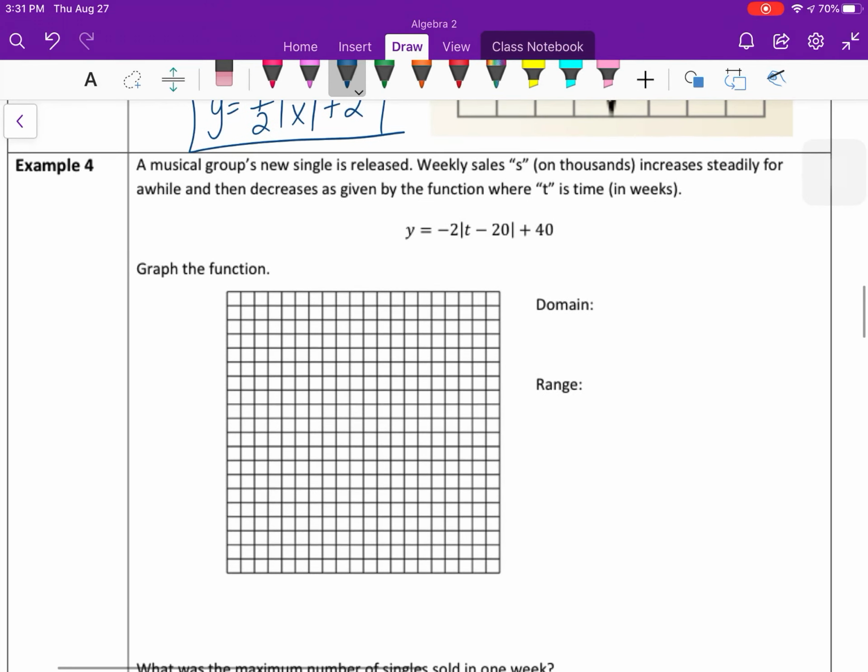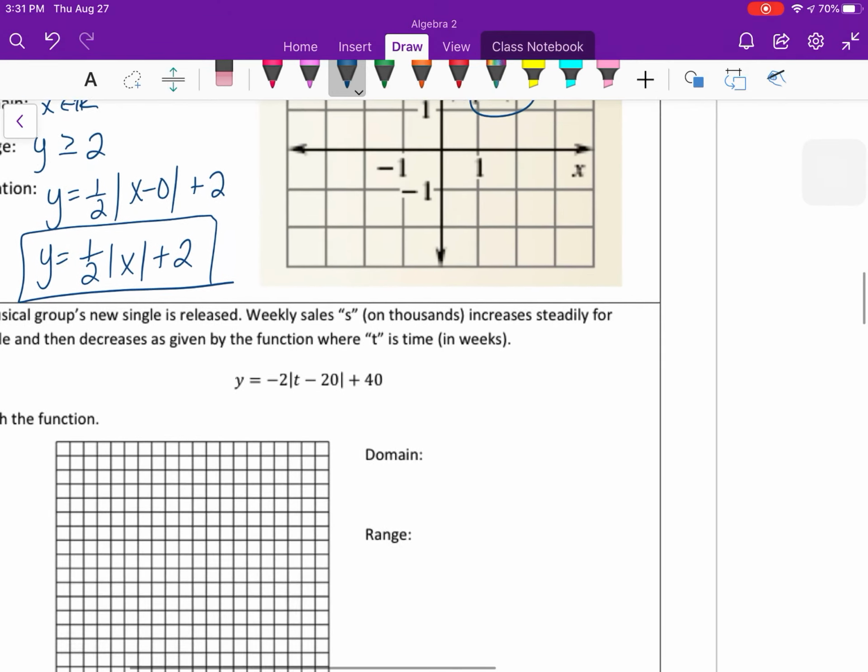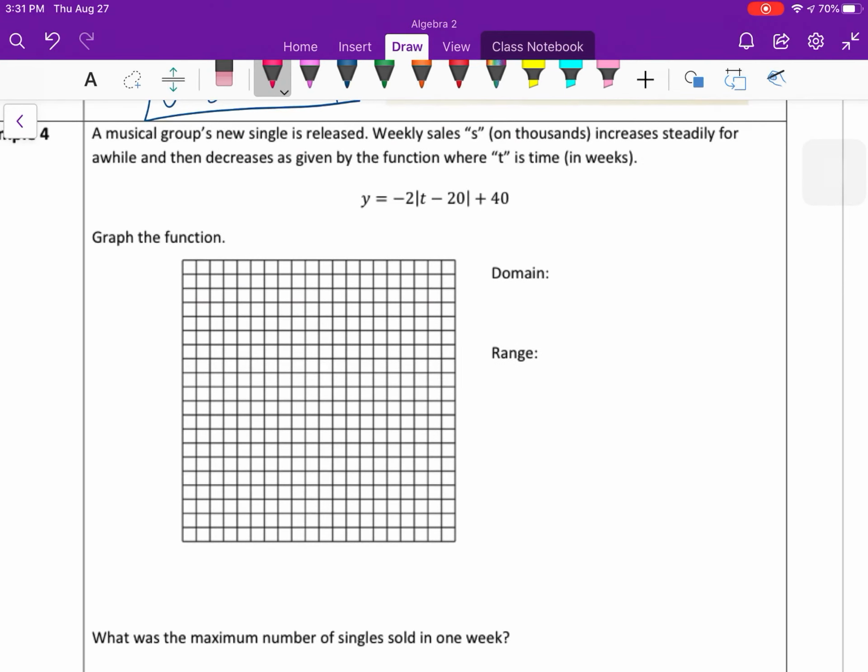All right, a little word problem here. A musical group's new single is released. Weekly sales is our S. Sales increase steadily for a while and then decrease, as given by the function where T is time in weeks. So really this should be S equals and then our time in weeks. And so that's our function. So the weekly sales in thousands increase steadily, but then start to decrease after time T in weeks.